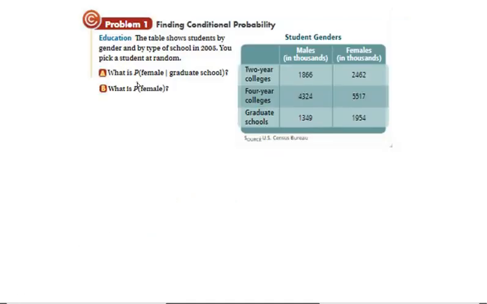Problem 1. In this problem, we will learn how to use the table to find the conditional probability. The table shows students by gender and by type of school in 2005. You pick a student at random. A. What is the probability of female given graduate school? B. What is the probability of female? Let's start solving B first, then we will go back to A because we are more familiar with B.